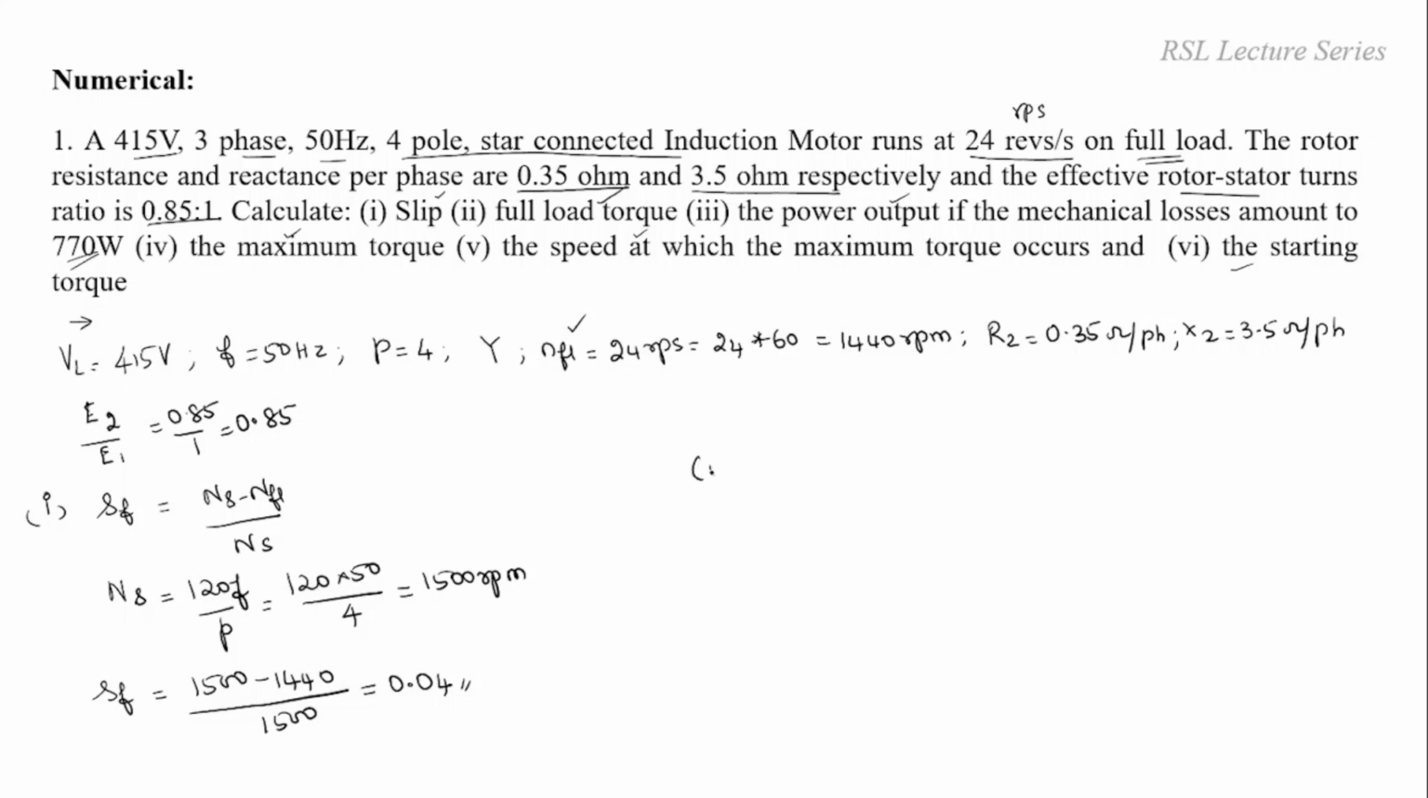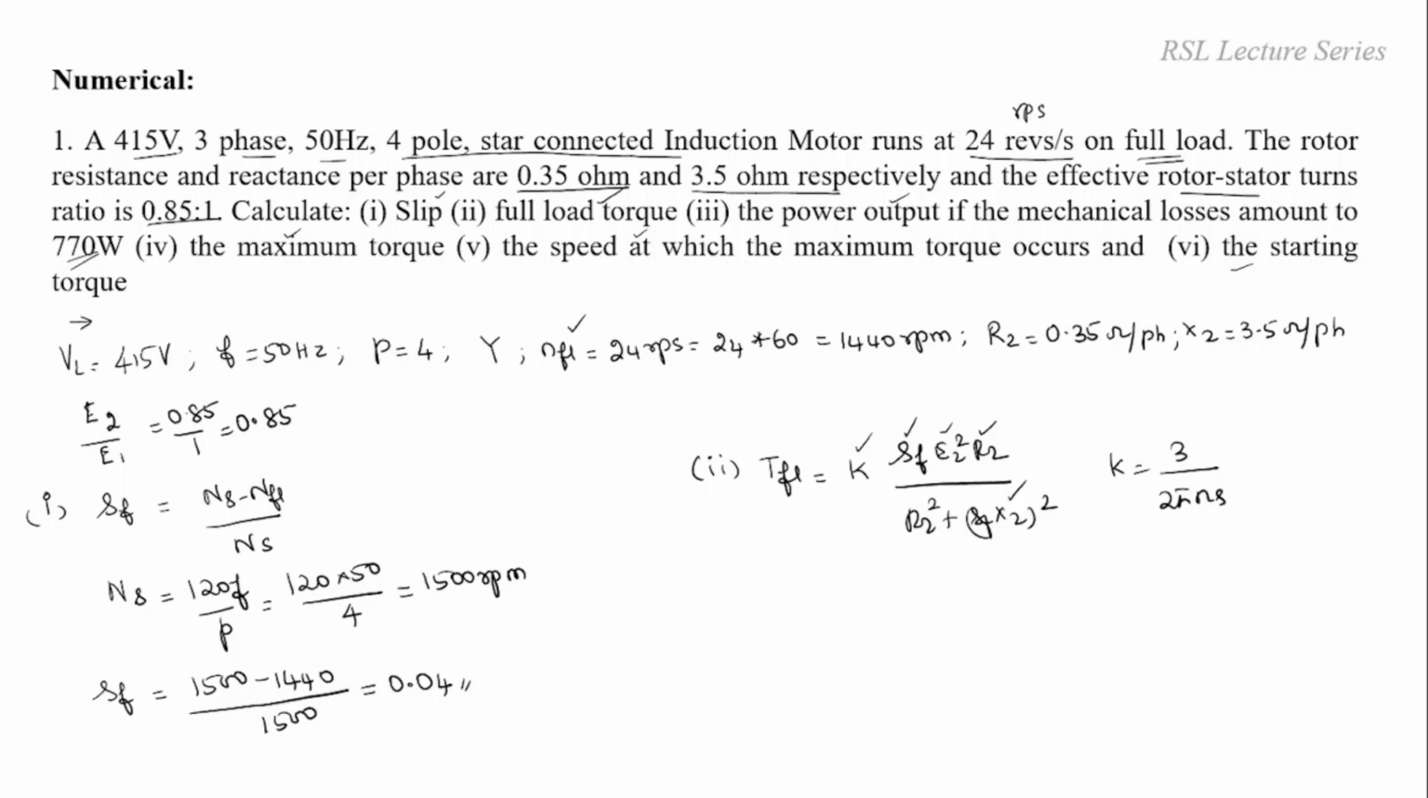Next, second subdivision, we have to find the full load torque. So the full load torque formula is K into SF into E2 square R2, divided by R2 square plus (SF X2) whole square. Already we know the SF value that we have found. R2 and X2 values are given. So now we have to find E2, the E2 per phase value. And K is a constant given by 3 divided by 2π ns, where ns is nothing but the synchronous speed in RPS. So now we have to find the E2 value.